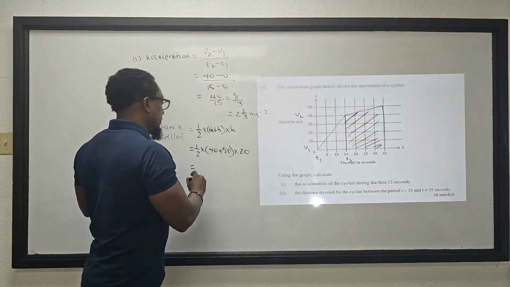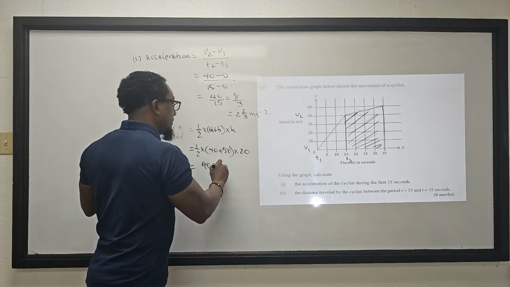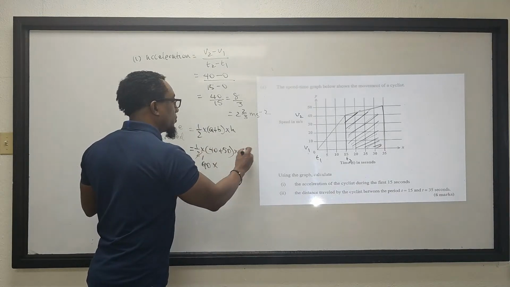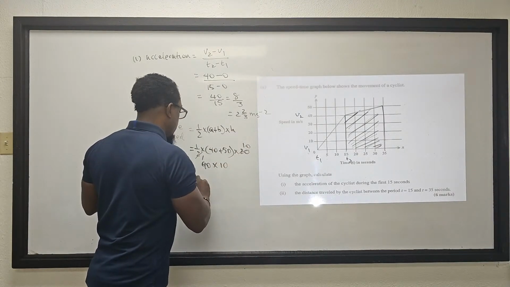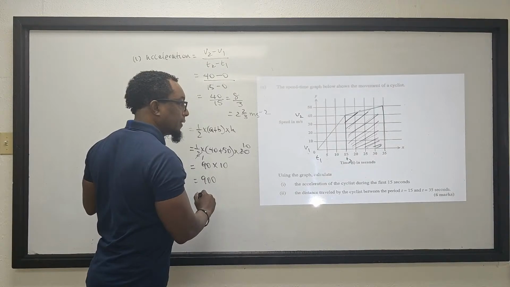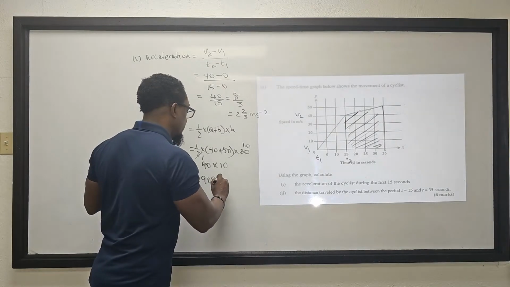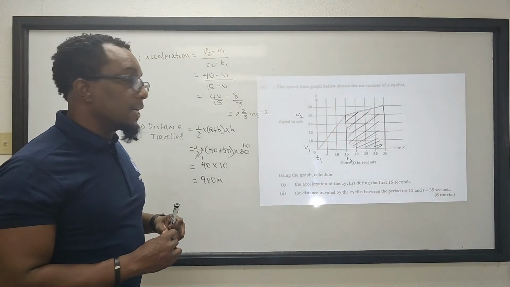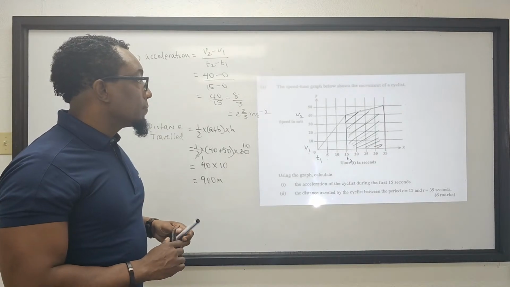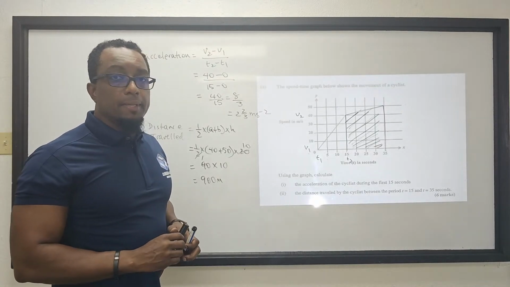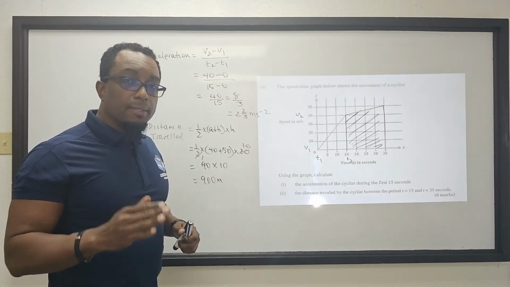So this is 90 times 20, divided by 2, so that will give us 900 meters for the distance traveled. Alright? So remember, when it comes to speed time, the distance traveled is the area under the figure.